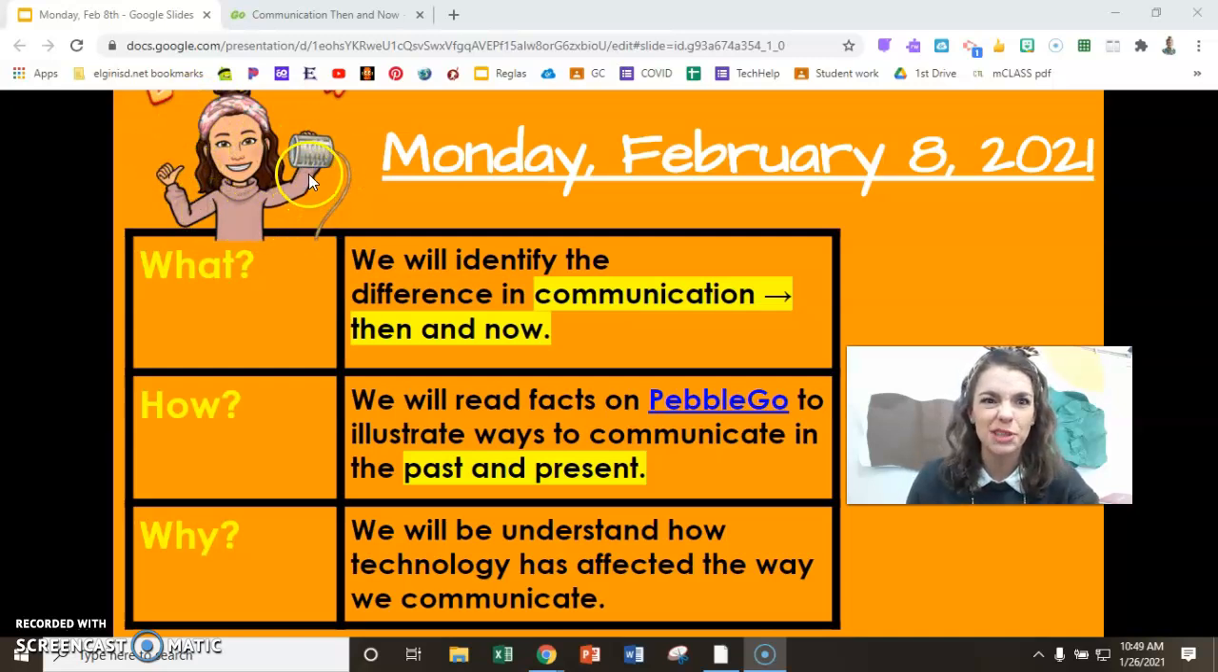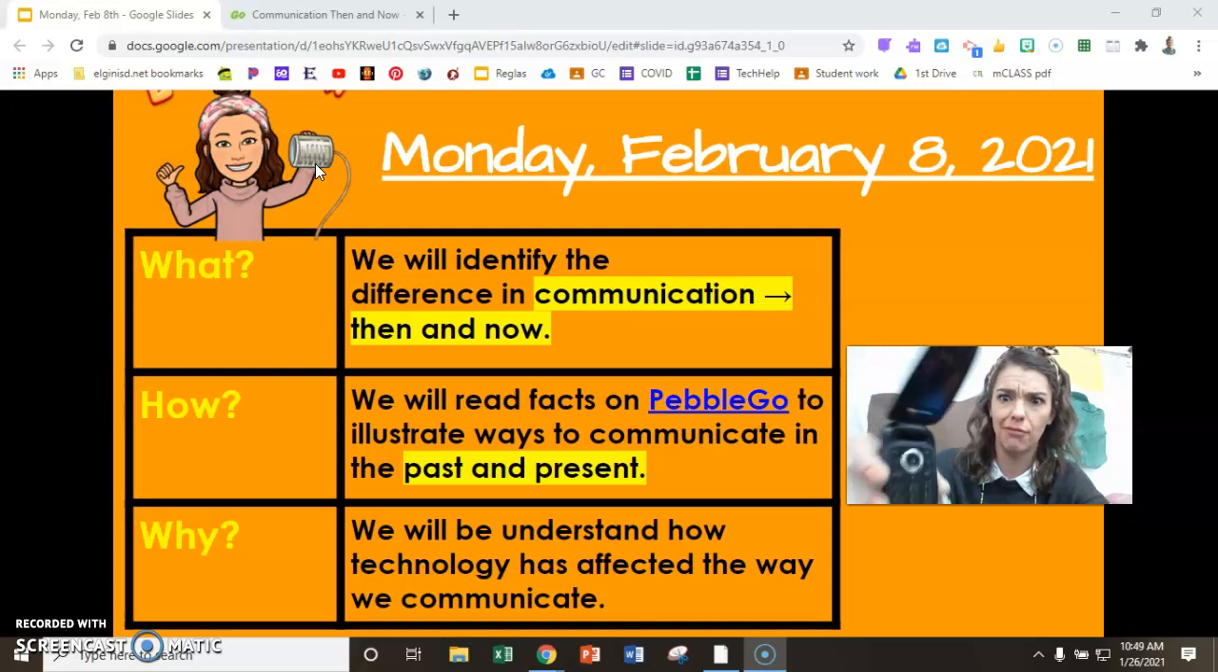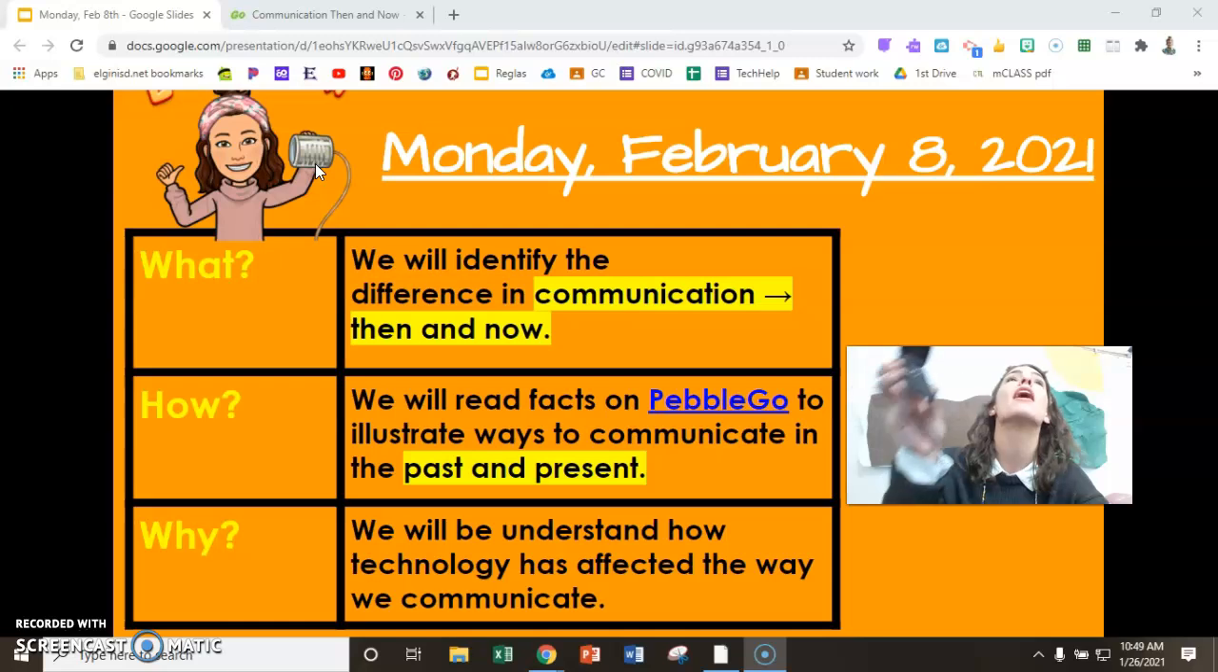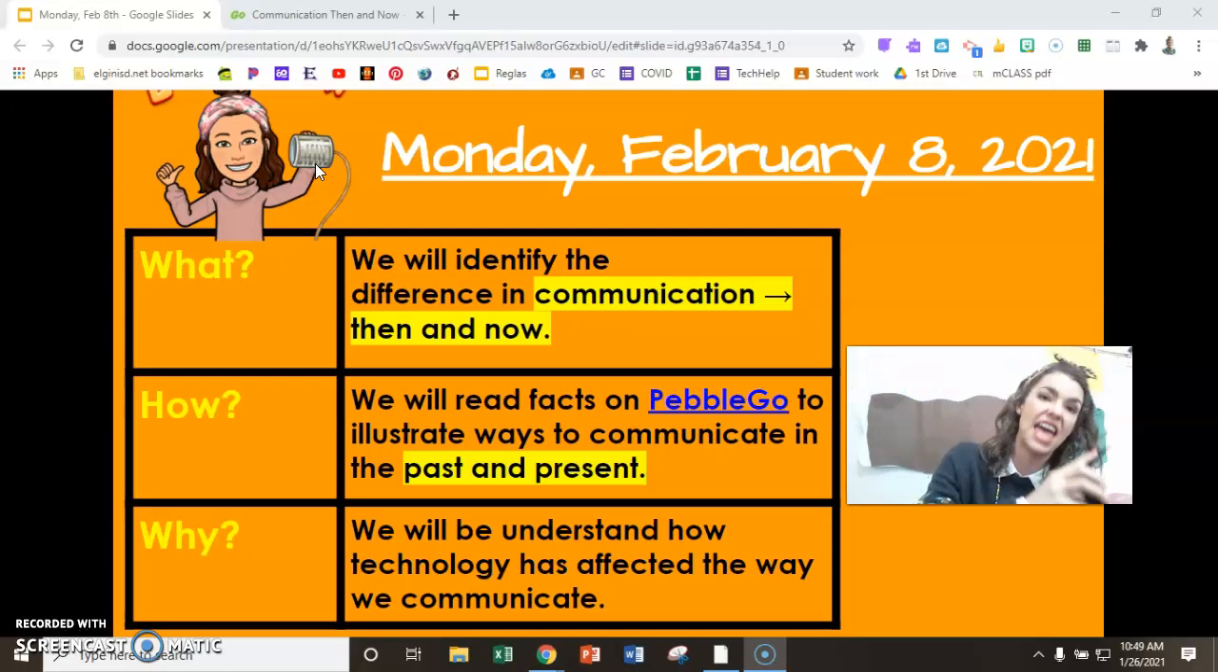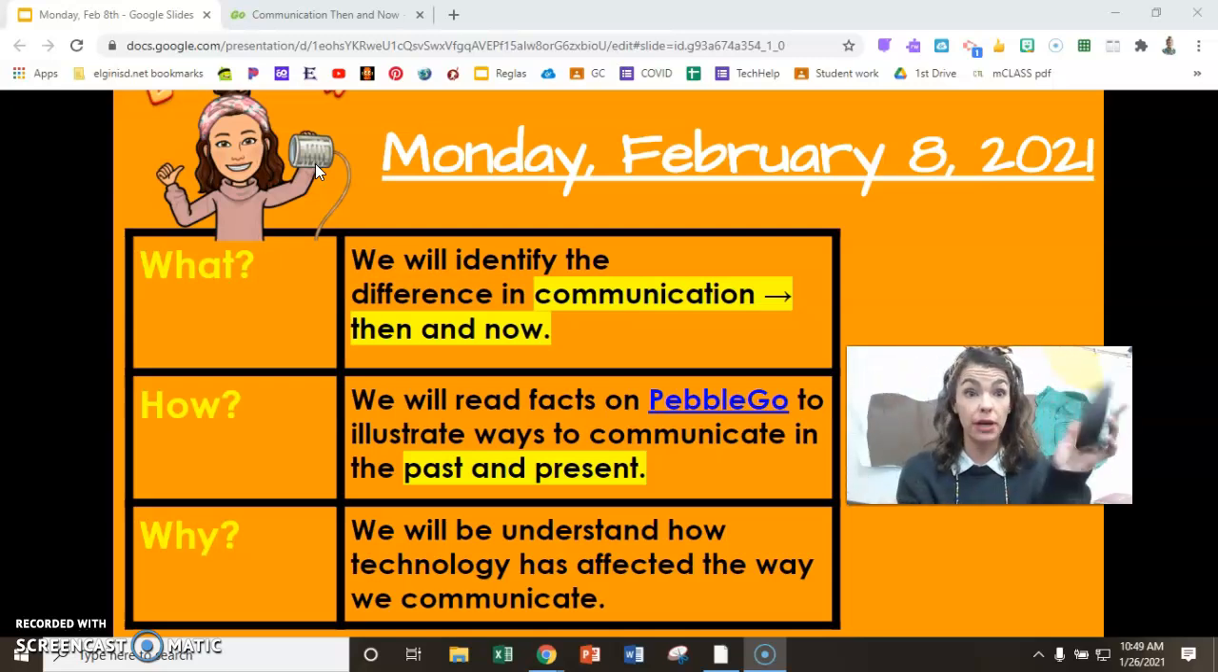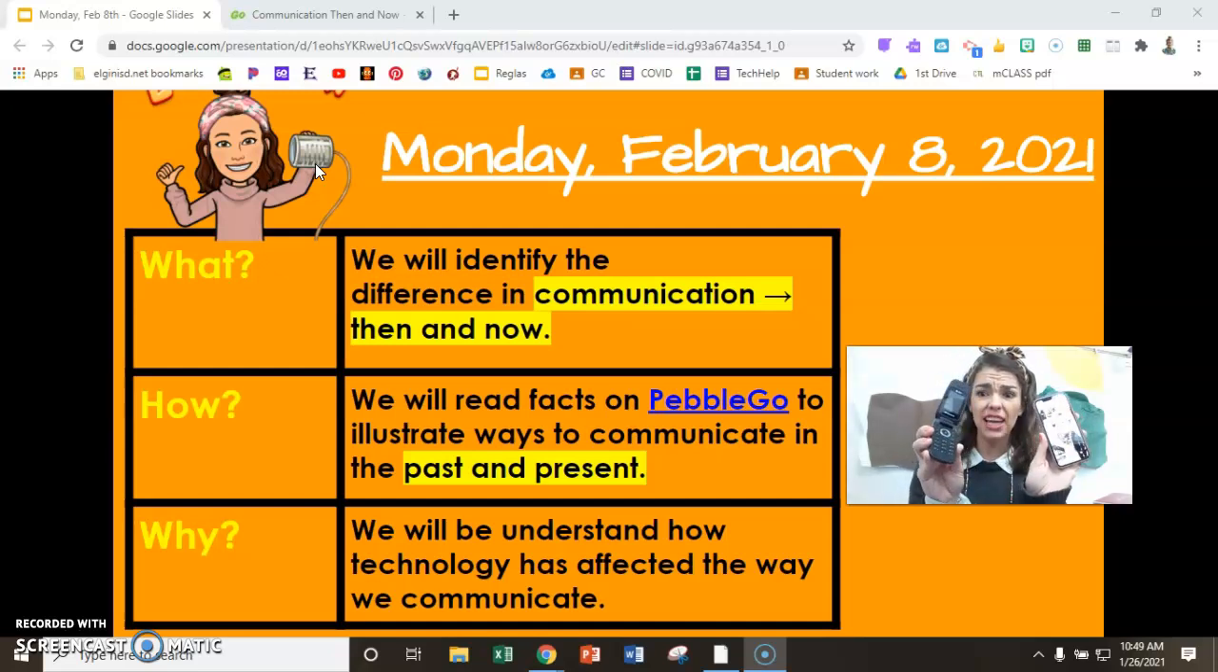What is my Bitmoji doing up here? She's trying to talk on the phone. On a really old kind of phone. Talking on the phone is communication. Look at this old phone I've got. Wow! This is a way to communicate from the past, from then. Now, in the present, I communicate on this kind of phone. But look at how it has changed from then to now.